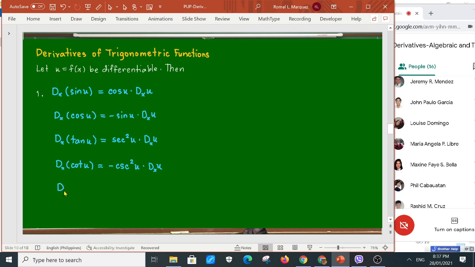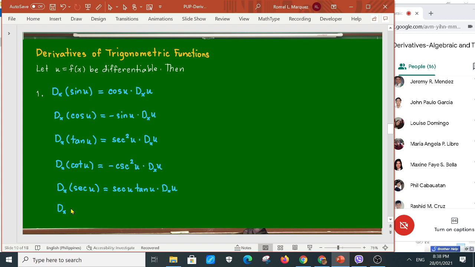The derivative with respect to x of secant u is secant u, tangent u, times the derivative of u. Sorry, that's a differential. In integrals we use du, but that is different from the derivative, so take note of that.